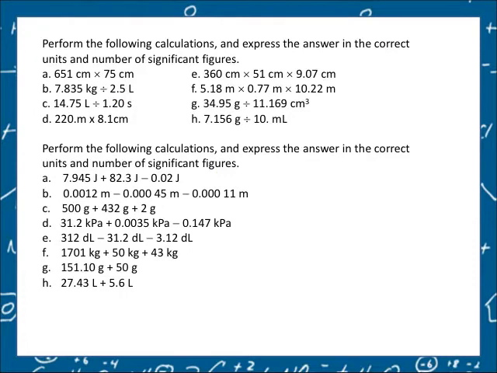Number 3, 14.75 divided by 120. Calculator returns 12.2916 repeating. And 1.20 has my lowest number of significant figures. It has 3. So I want to keep the first 3 significant figures here, the 1, the 2, and the 2. I look at the next one to tell me how to round this one. That rounds up. So my answer becomes 12.3.